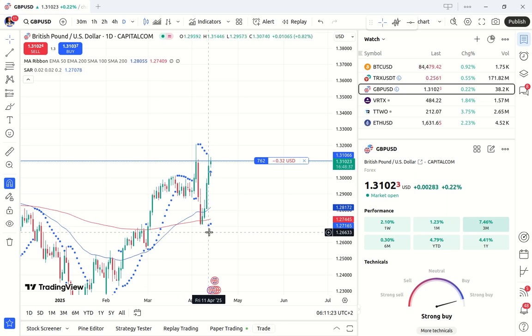All right, so that's what we are using here, and it's very, very common in the forex trading industry. So we have the parabolic SAR.